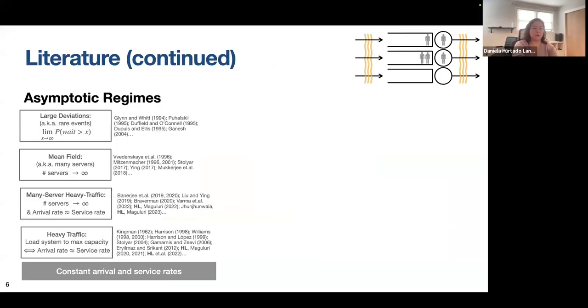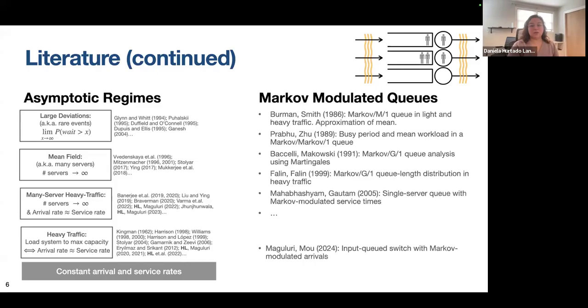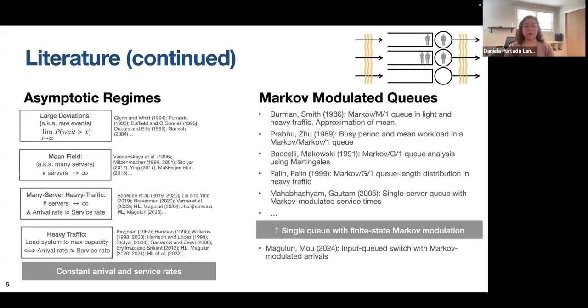So let me look at the literature with varying arrival rates. Here we're going to focus on Markov-modulated parameters. The advantage is that Markov-modulated arrival processes are dense in point processes. So basically we're capturing a lot of the potential variability in the arrival and service rates. So the literature is also very extensive. Here I have a few examples. Most of the literature on Markov-modulated queues concentrates in the 80s, 90s, and early 2000s. And in that couple of decades, people were studying mostly a single queue with finite state Markov modulation.